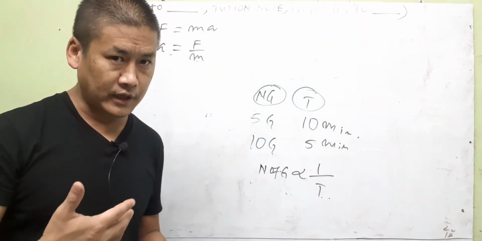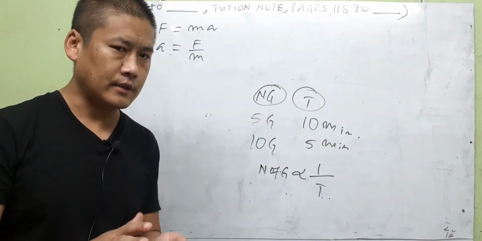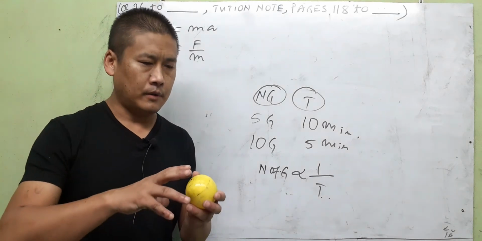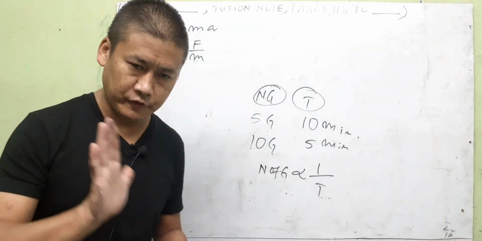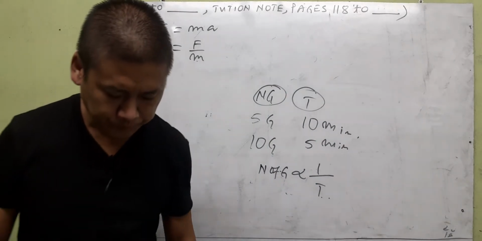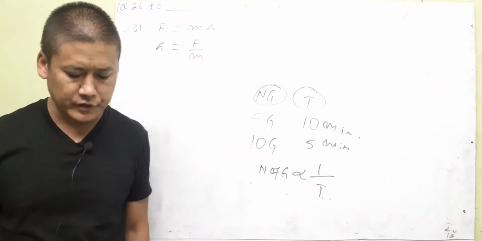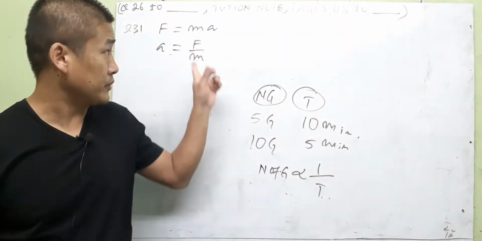See? More acceleration on the lighter object and less acceleration on the higher mass object, even though the force is the same. Okay, so let me read once more. For the same force, acceleration is inversely proportional to mass, as we see from this equation.